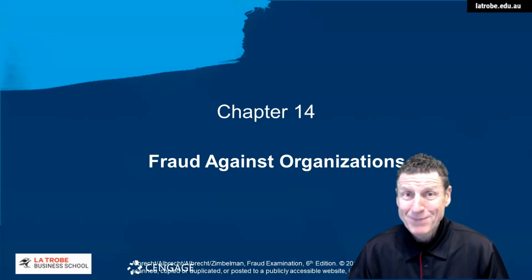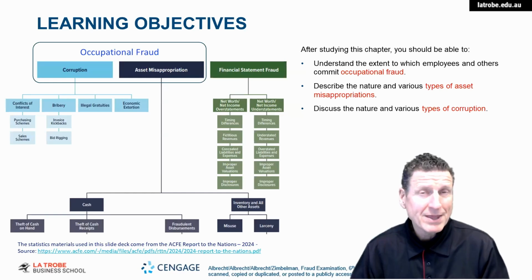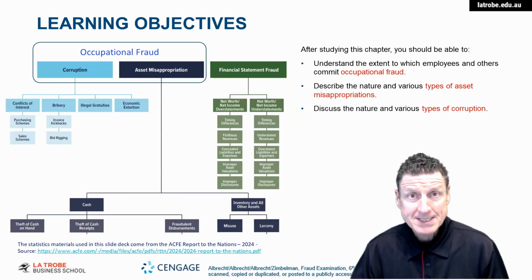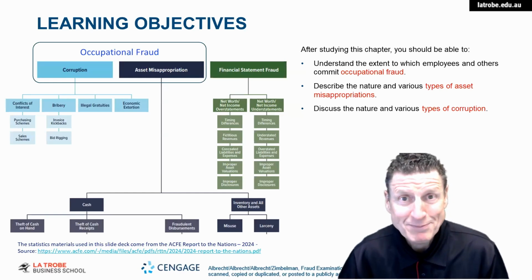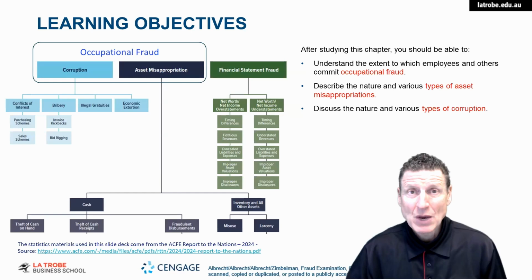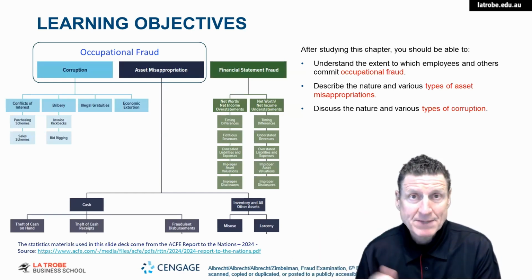The last three learning modules, on financial statement fraud, looked at fraud on behalf of organizations. Now we're looking at fraud against organizations. What do I mean by that? The learning objectives are for you to have a better understanding of occupational fraud, to be able to describe the nature of various types of asset misappropriations, and to discuss the nature of various types of corruption. In a nutshell, compared to the last learning modules, we are looking at fraud against the organization. That is occupational fraud: corruption and asset misappropriation.